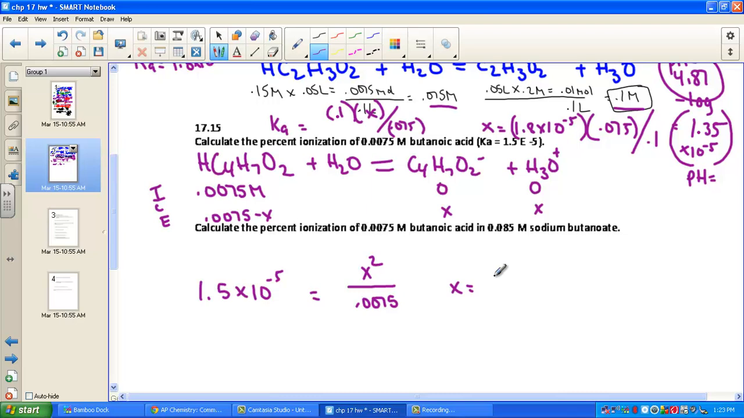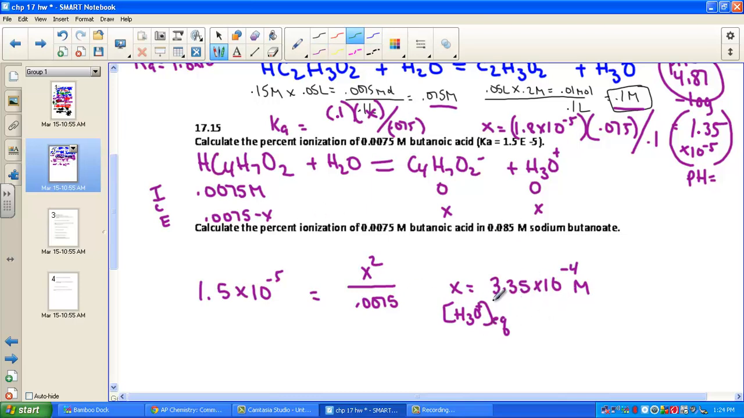We're going to hit 1.5 E negative 5 times 0.0075, square root that answer, and X came out to be 3.35 times 10 to the negative fourth. Remember, that's the molarity, where this is the hydrogen or hydronium at equilibrium. To find the percent ionization, we just simply want to compare this value of X to the original concentration.